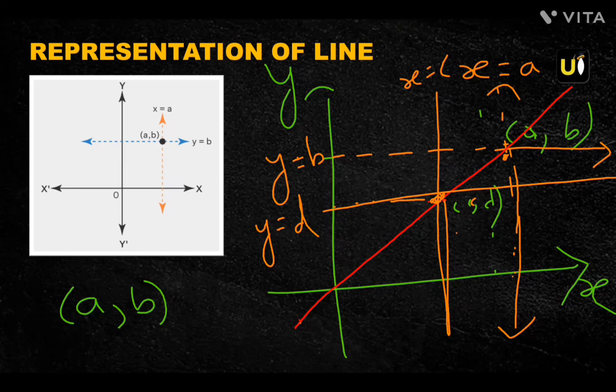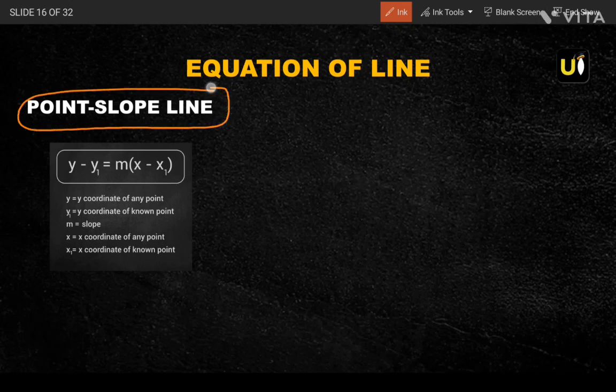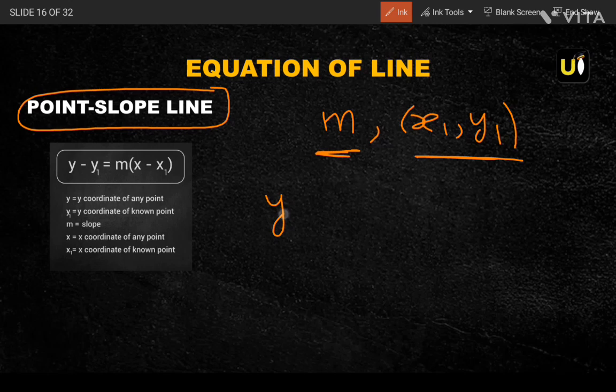So here the equation of the line means the locus of all points that lie on a particular line. So here we are given one point on the line and the slope of the line. So the equation of the line is y minus y1 equal to m into x minus x1. This is one of the important formulae in the straight lines chapter.